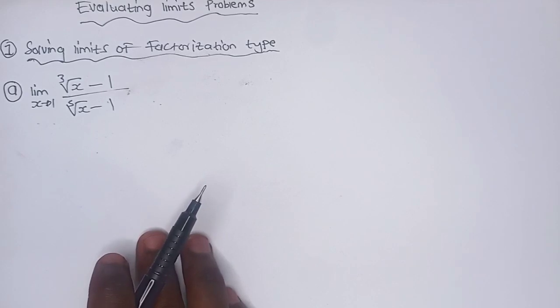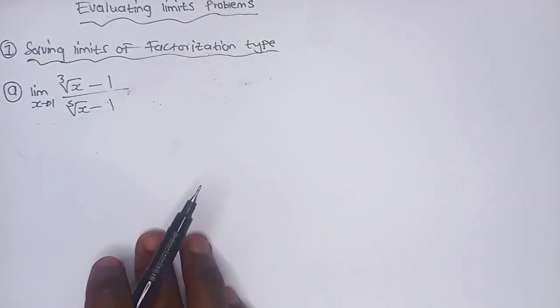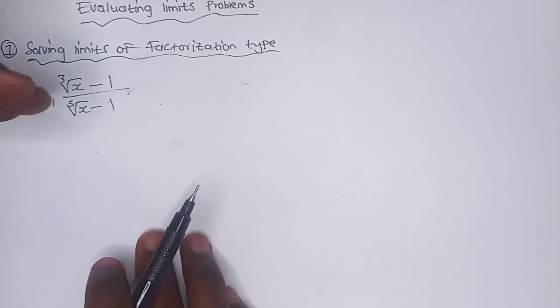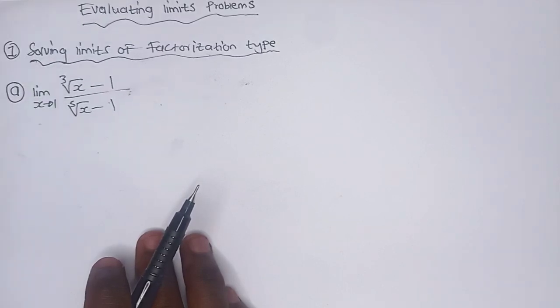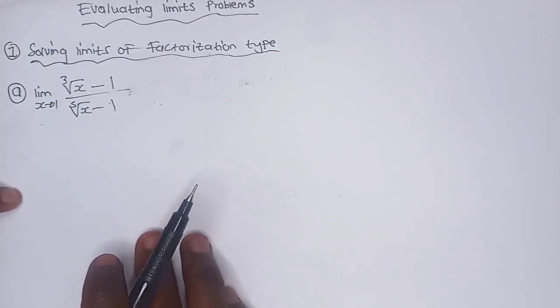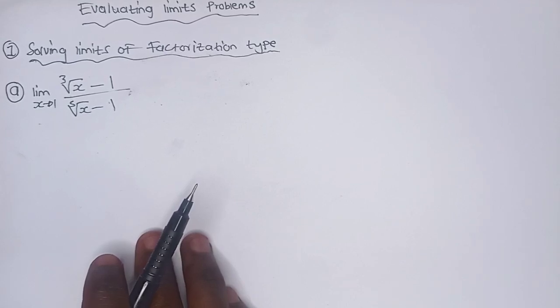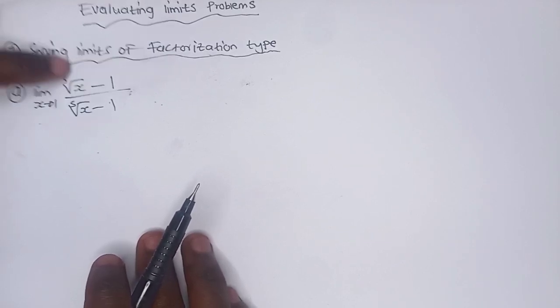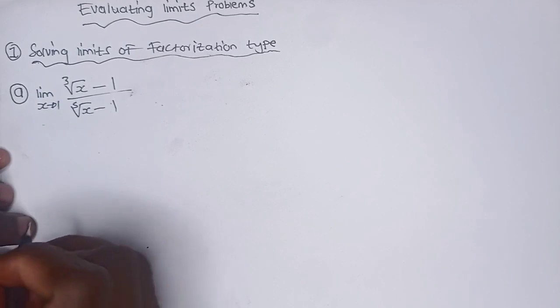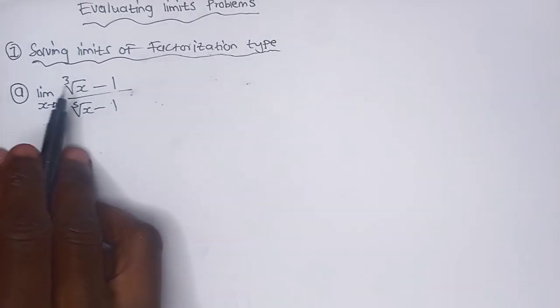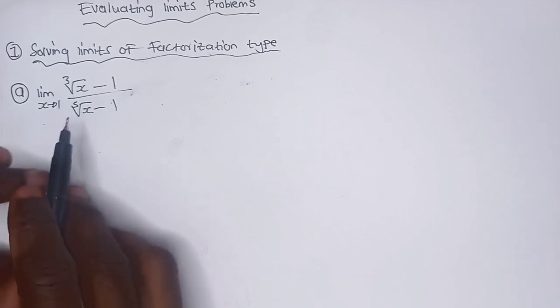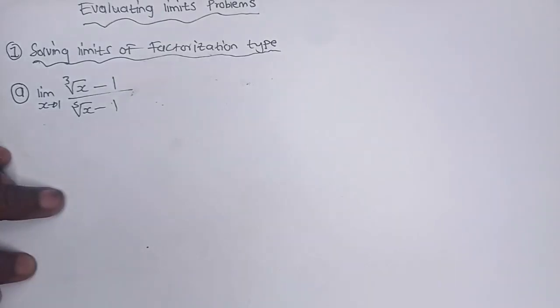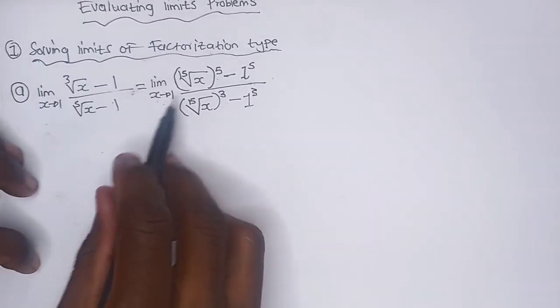So if you check carefully at this limit, both the numerator and the denominator cannot divide from each other, but they do contain a common factor. So how do we find a common factor? We're just going to multiply 3 by 5. So which means we can express a cube root as the 15th root and also a fifth root as the 15th root. So what do I mean by that? This is what I'm talking about.